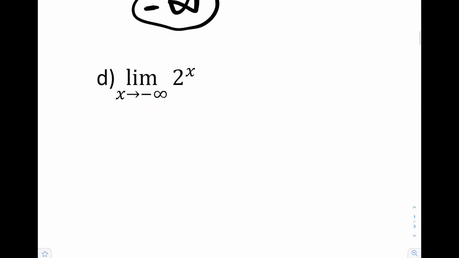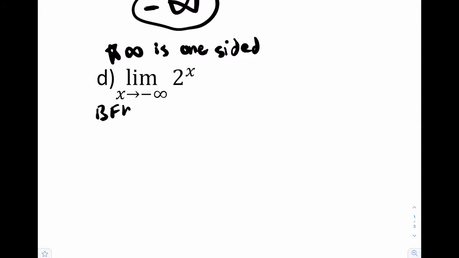So now we're approaching negative infinity. So you actually can do a brute force here, because infinity is technically one-sided. So I'll write a big note: infinity is one-sided. Because if we're saying approach negative infinity, that means you're going to the left forever. So we actually could do the brute force method here.